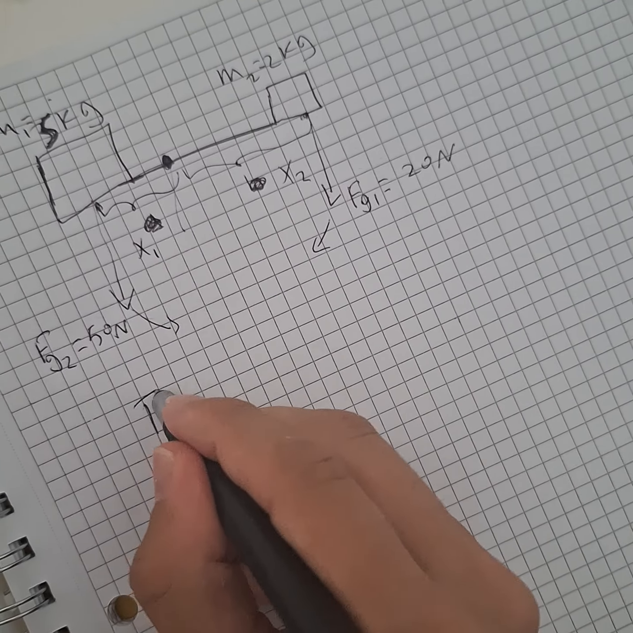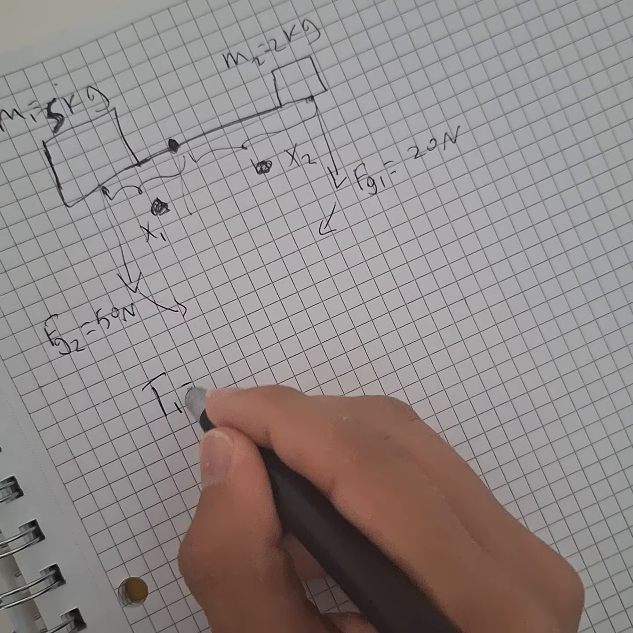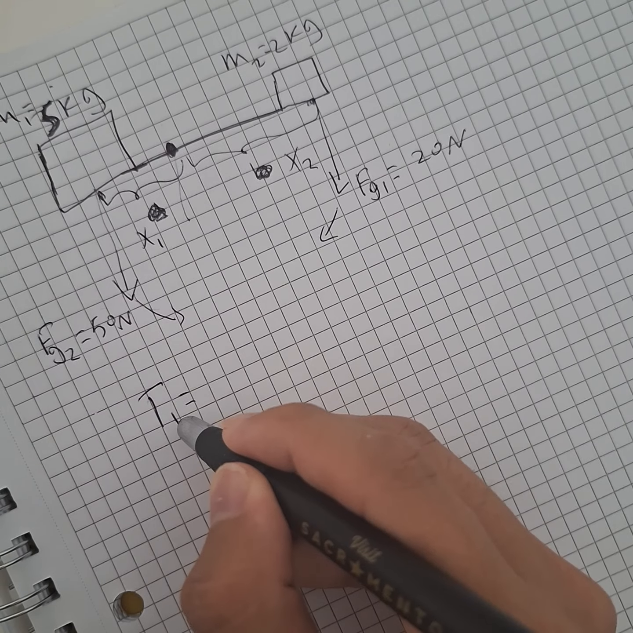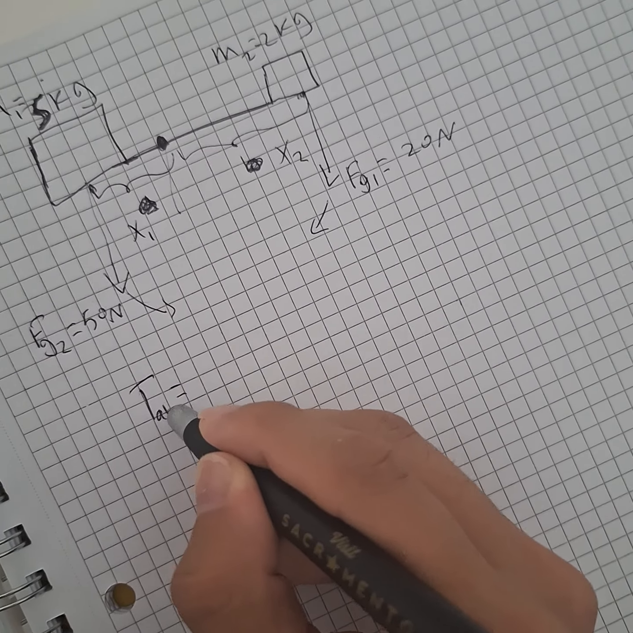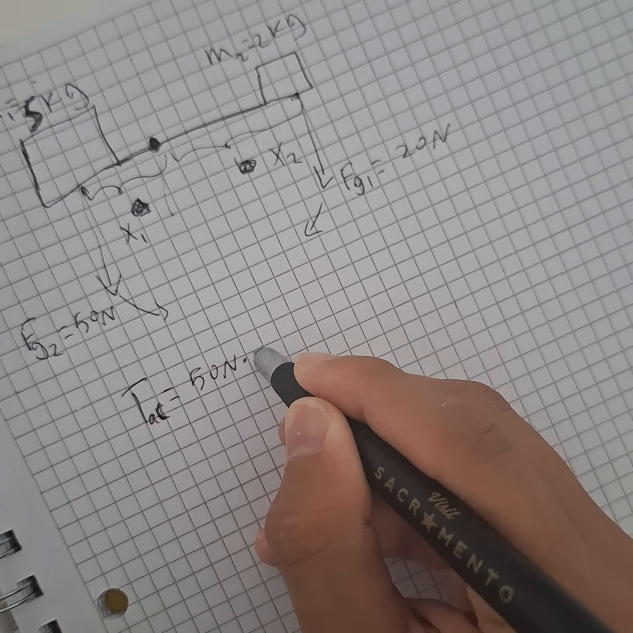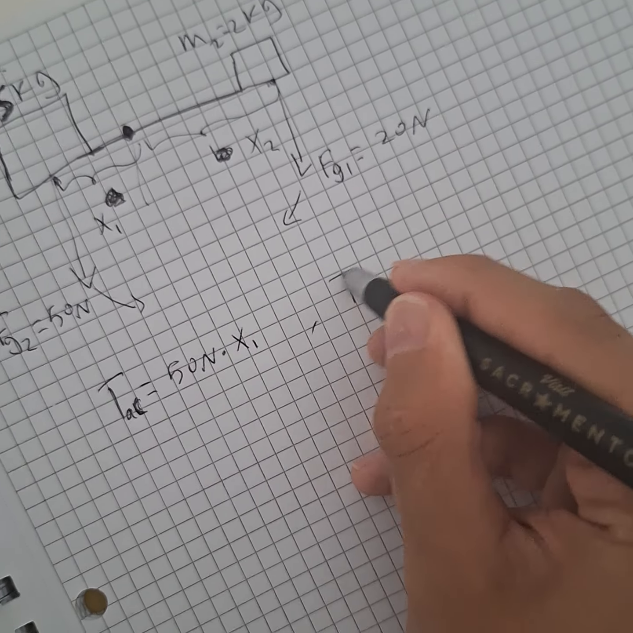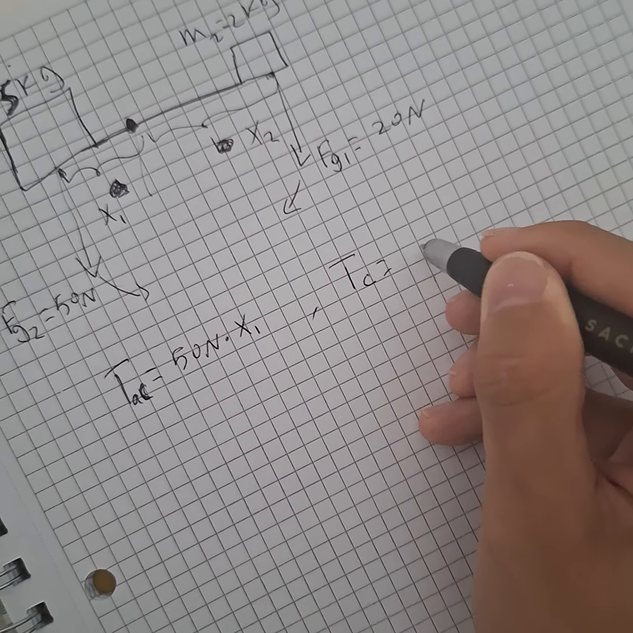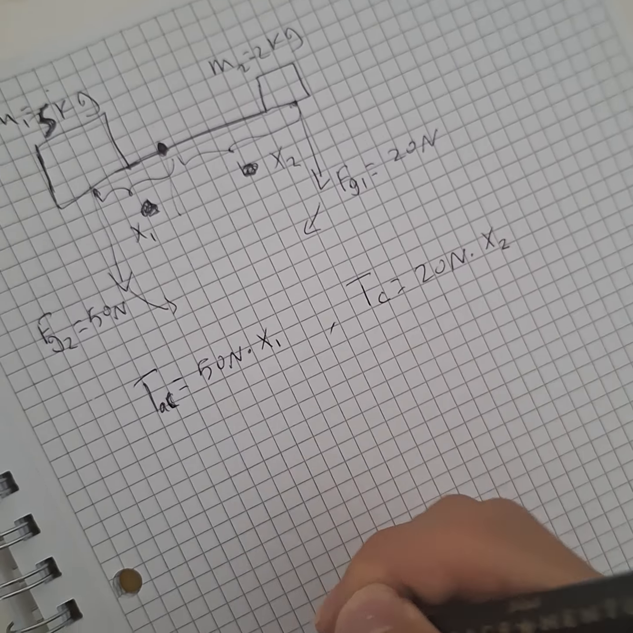And the torque on the first object, which is the anti-clockwise torque, is equal to 50 newtons times the distance x1. And the torque on the second object, which will be our clockwise torque, is equal to 20 newtons times the distance from the center of mass.